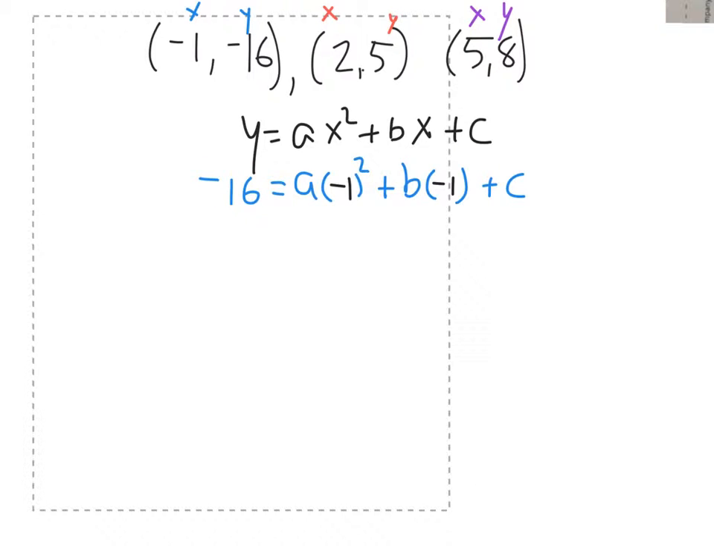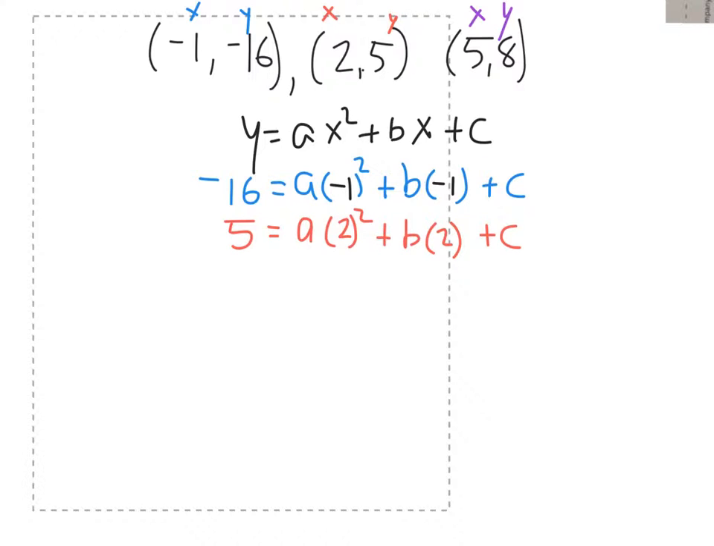Let's do the same for the second coordinate. I want to make a second equation based on the x value of 2 and the y value of 5. And there it is. All I did was take my x value of 2 and put them right here into the x spots, right there and right there, and the y value of 5, and I put it into my y spot, which is right here. Let's go for the last point and make my last equation.